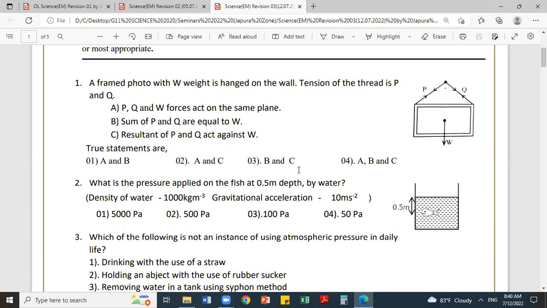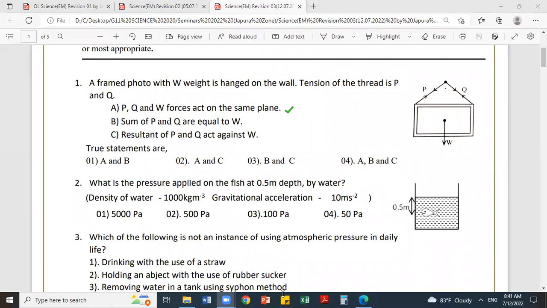The first statement is correct, they are all on the same plane. Remember, in our syllabus, all the questions you get will have forces on the same plane. Sometimes we call them coplanar forces. Forces that are on the same plane are called coplanar forces. Therefore, the first statement is correct. Those who have done this paper, you can mark the answers with a red pen. Second statement, sum of the forces.